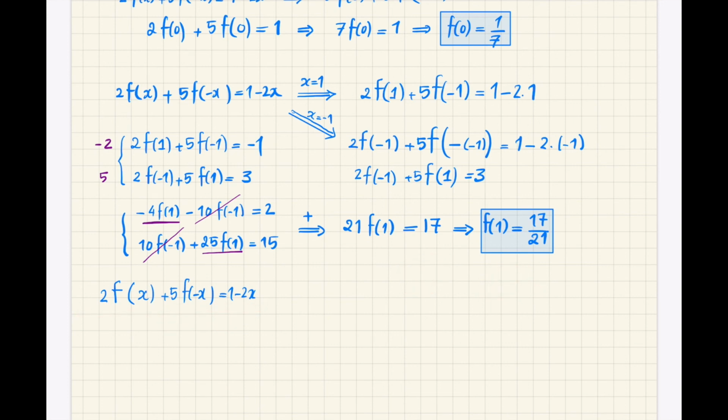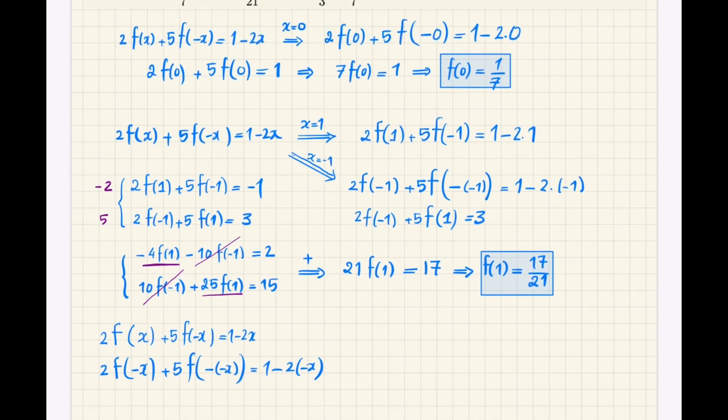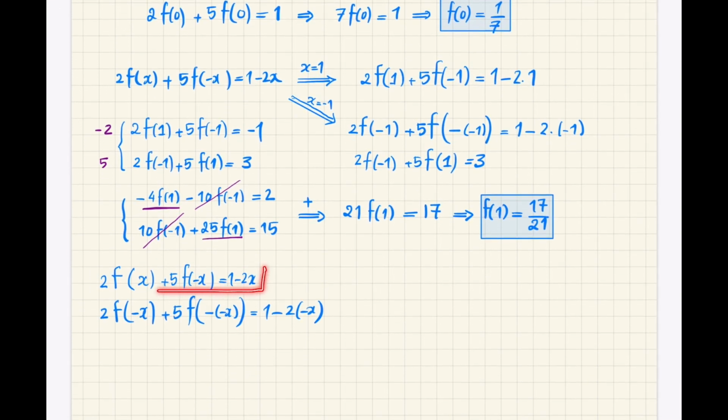Okay, so what I do, I would write this is valid as well. I want you to fully understand what I am doing here. I am actually replacing x with minus x. But am I allowed to do that? Yes. Why? Because it is mentioned that this relation is valid for all choices of real numbers for x.